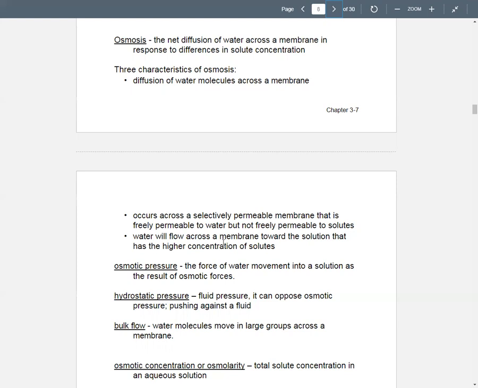Another term you need to know is bulk flow. When you buy things in bulk, what does that mean? You buy a whole lot of it, right? Like you go to Sam's or Costco and buy things in bulk. Bulk flow just has to do with large groups of water molecules moving across a membrane at once. So it's not just a molecule here or there, it's a lot of molecules moving. That's bulk flow.